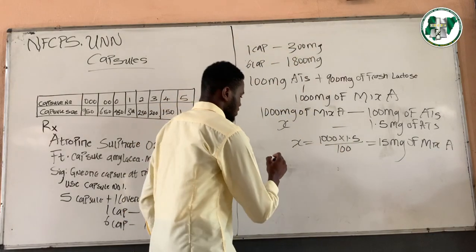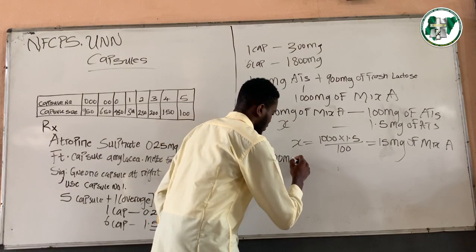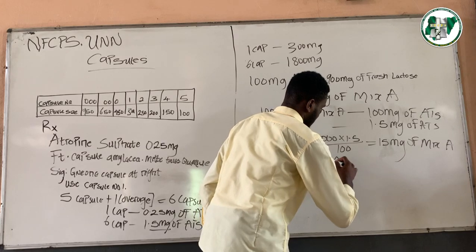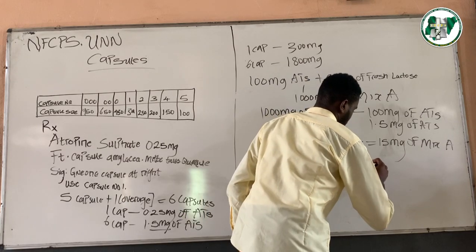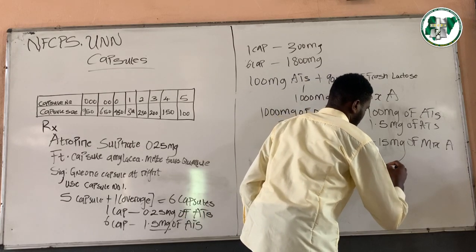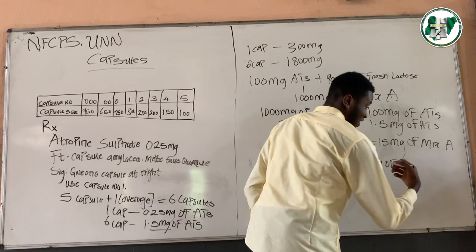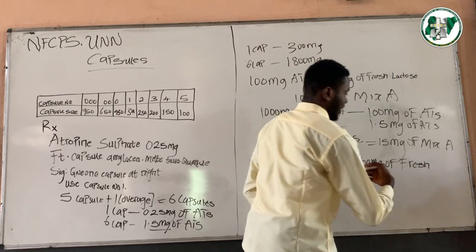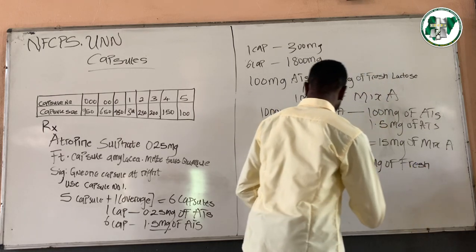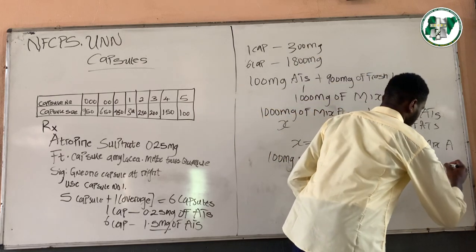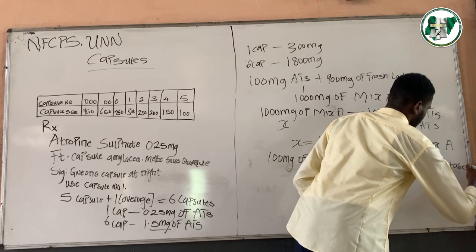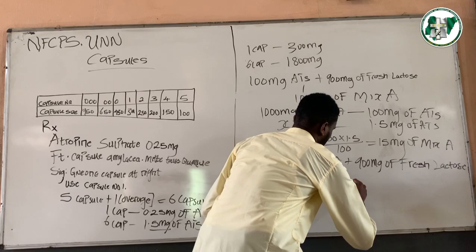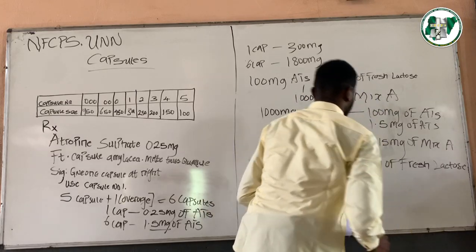So what do we do? We now say 100 milligram of mix A plus 900 milligram of another fresh lactose, which you must transfer into a new mortar, a new mortar of fresh lactose. Now this mixture will give us mix B. We'll now call this mix B, right?